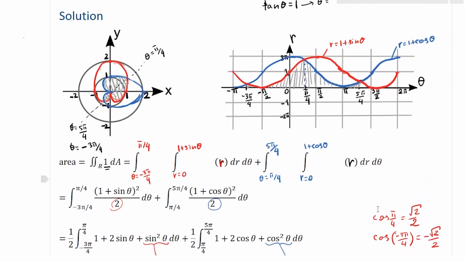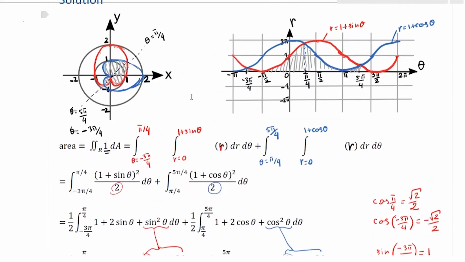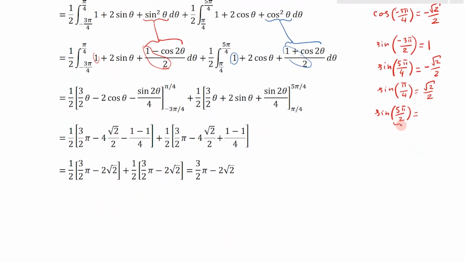So 5 pi over 2 is the same thing as 2.5 pi. So this whole thing is the same as sine of 0.5 pi, which is 1. So then we have 1 here, and then at pi over 4, we'll end up with sine of pi over 2. So we have 1 again.